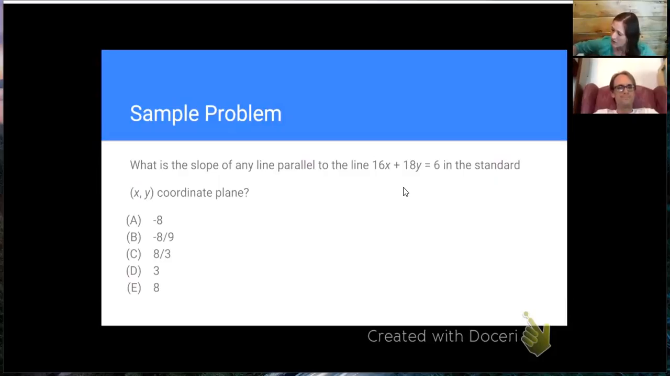So we know from the previous slide that y equals mx plus b is slope-intercept form. And Paul, what do you see as the main difference between slope-intercept form and the form that's given here? Y is not on its own side. That's right. So we're going to try to get y by itself using algebra. So first we'll get rid of 16x by subtracting it from both sides.